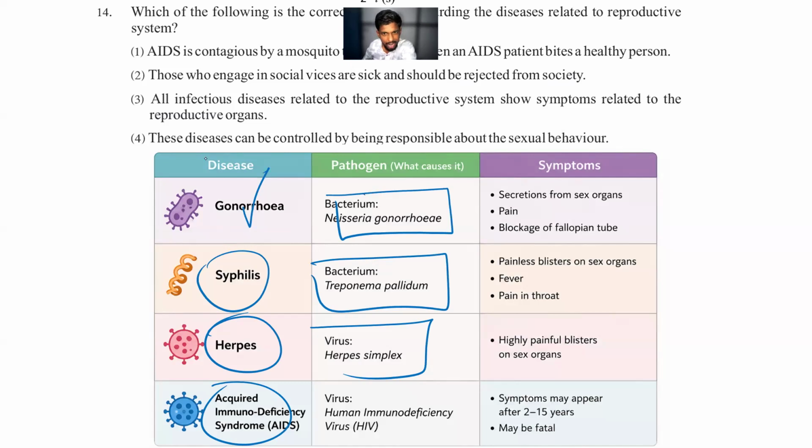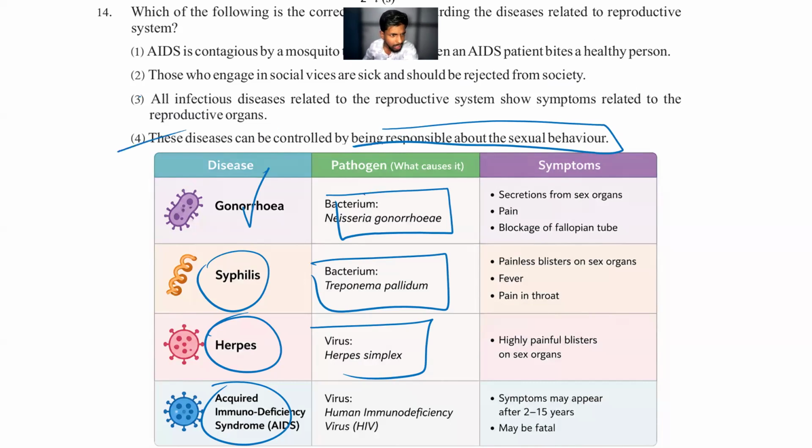They are asking for the correct statement. These kinds of diseases can be controlled by responsible sexual behavior. If we don't have any control during sexual intercourse, we will get the diseases. If we follow some precautions, then we will be protected from the diseases. That is the correct answer for this question.